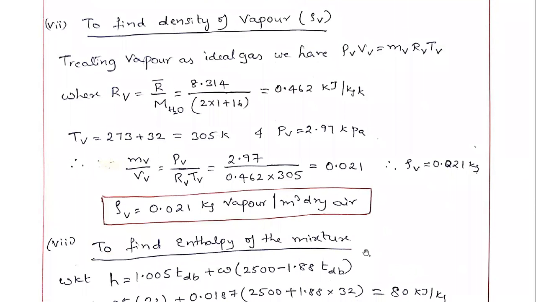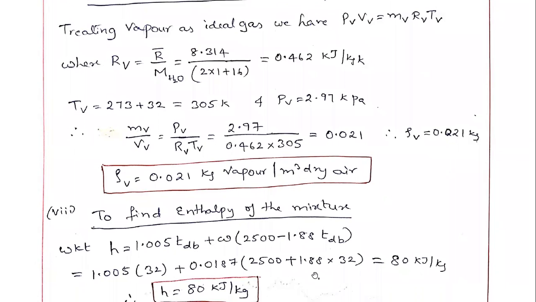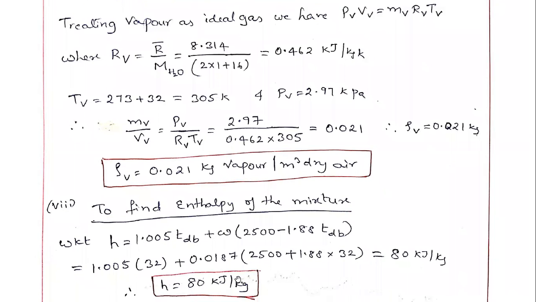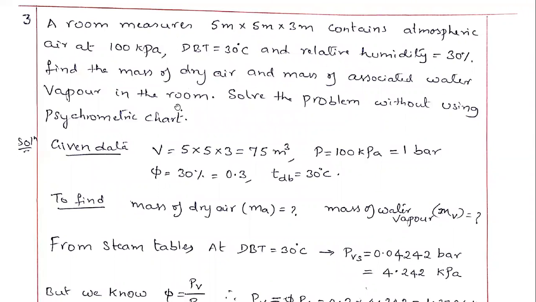Next, to find the enthalpy of the air, we know that h is equal to 1.005 Tdb plus omega into this equation. Substitute in this equation, and we'll find out the enthalpy of the mixture. Next, we'll go to the next problem.